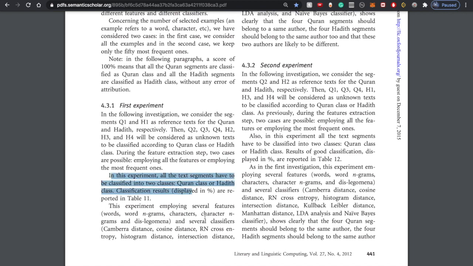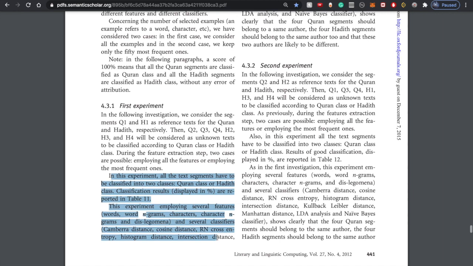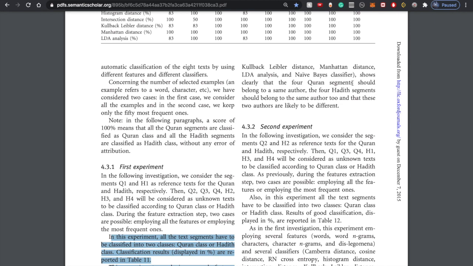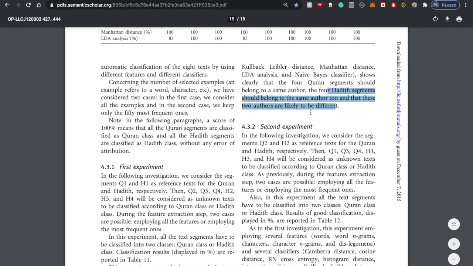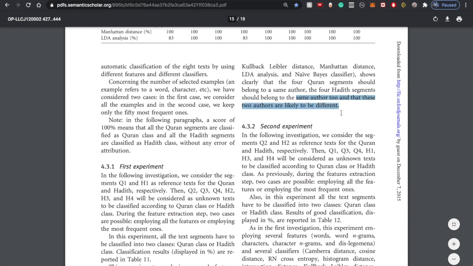So in this experiment, all the text segments have to be classified into two classes: the Quran class or the Hadith class, right? And again, the point is they are perfectly classified. So their conclusion is clearly that the four Quranic segments should belong to the same author, and the four Hadith segments should belong to the same author too, and that these two authors are likely to be different.